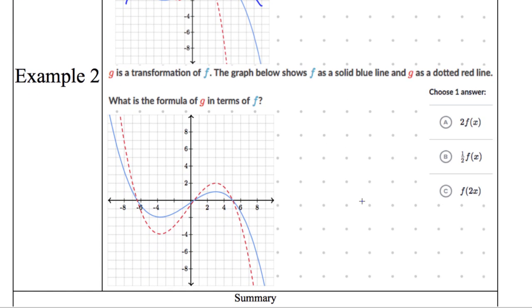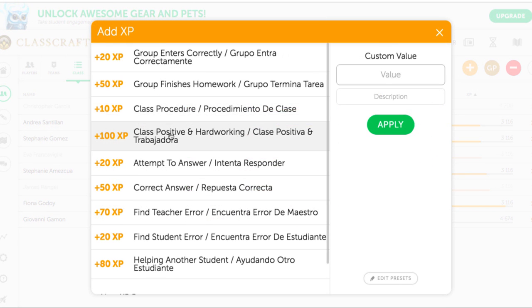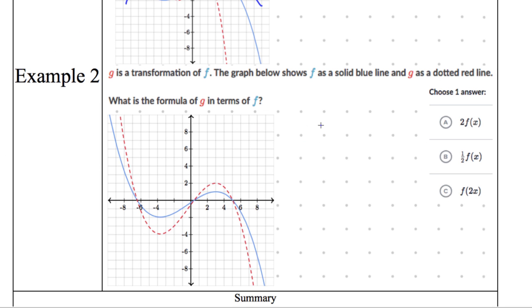Another beautiful reader. Andrea, go for it. G is a transformation of f. The graph below shows f as a solid blue line and G as a dotted red. What is the formula of G in terms of f? Very nice. Okay, just making sure that I don't forget to do your XP and make sure that Eva is back so you can start participating. Yeah, so we have, again, F, and then G happens after we do stuff to it.